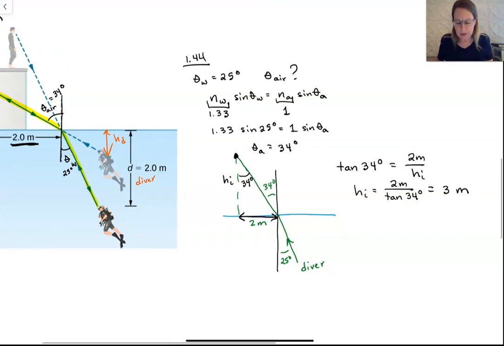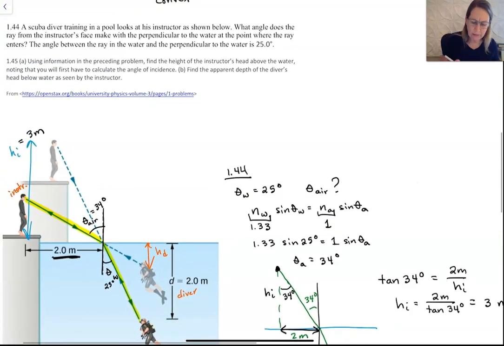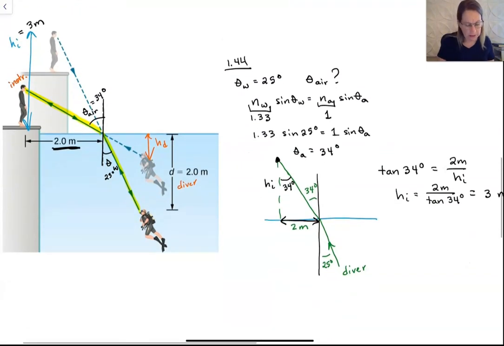And then we can do the same thing. We'll just redraw the diver picture. So that's part A, the height of the instructor's head. Now the apparent depth of the diver. We're going to expect it to be not quite as deep as 2 meters.